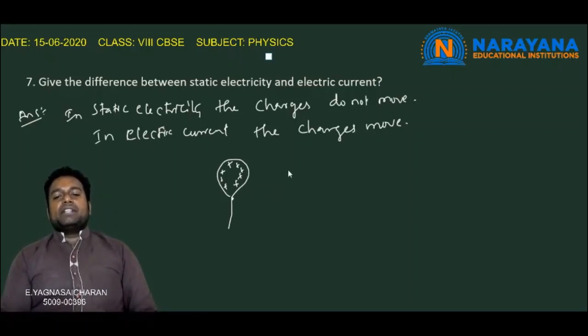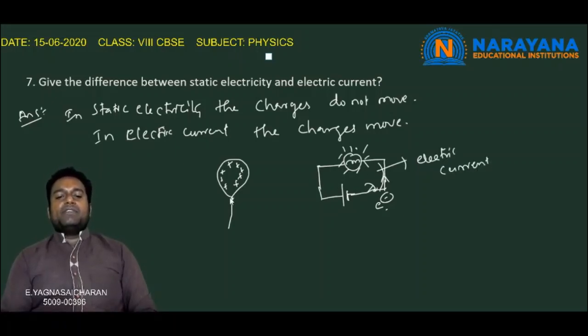But whereas if we consider a very simple circuit, a circuit with a bulb and a cell, whenever the key is on, the bulb will glow. So in this case, all the electrons are moving from one end of the cell to the other end of the cell across this circuit or across these conductors in the circuit. So in this case, the electrons are the charged particles which are moving. So this situation we can call as an example for electric current.